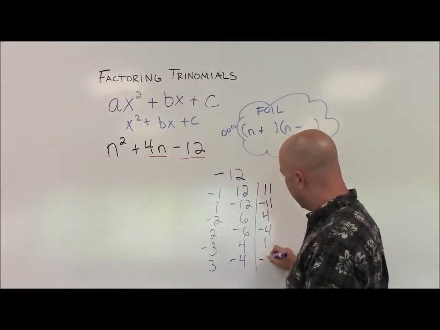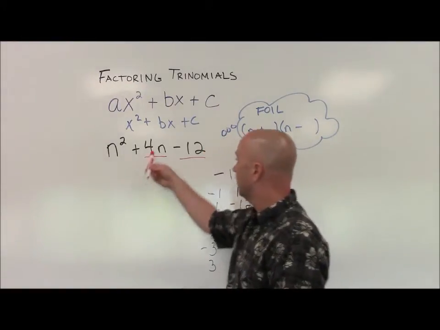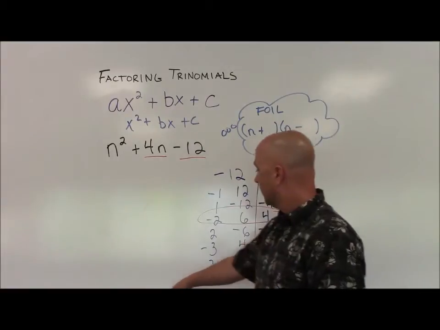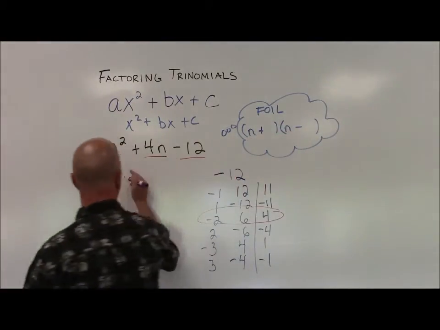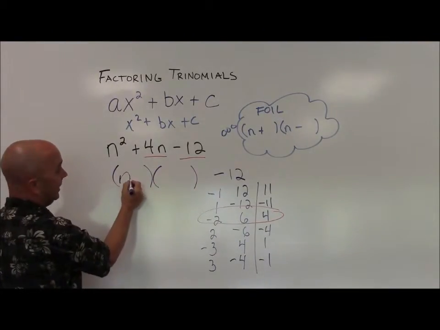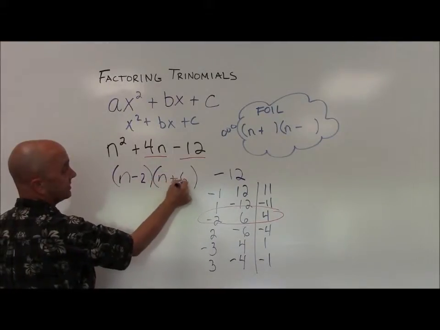This would be 1 and negative 1. And when I look at those, I'm looking for the one that adds up to 4. So I'm going to circle this one right here. Negative 2 and positive 6. So now when I split this into two factors, I know that one will be n minus 2 and the other one will be n plus 6.